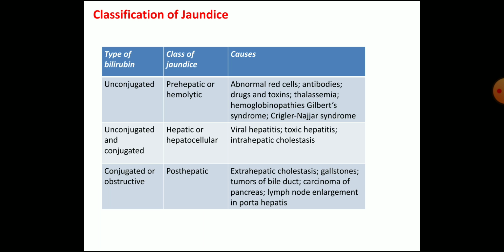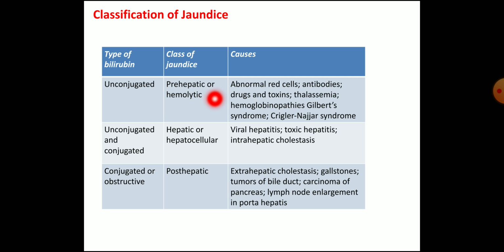Next we'll pass on to the classification and the causes. Classification is mainly divided into 3 types: prehepatic or hemolytic jaundice, hepatic or hepatocellular jaundice, and post-hepatic or obstructive jaundice. Here it is shown in the table like this, but in the first column the type of bilirubin which is elevated in these classes is shown first. You can write it as the second column and then it will be easy.